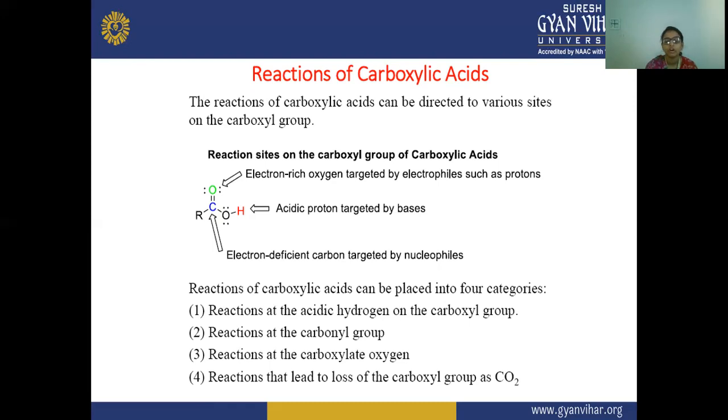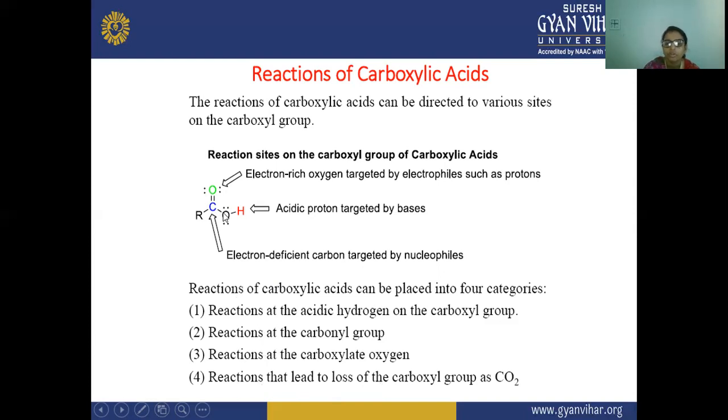The reactions of carboxylic acid can be placed into four categories. First is the reaction at the acidic hydrogen on the carboxylic group, which will be targeted by the base. Secondly, the reaction at the carbonyl group. Next is the reaction at the carboxylate oxygen, which will get attacked by the electrophiles. Next is the reaction that leads to the loss of the carboxyl group, where the whole CO2 will get removed.